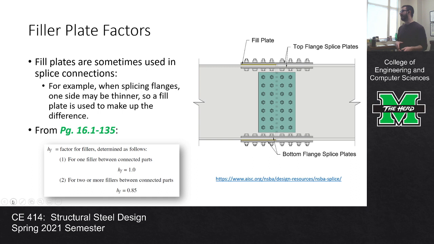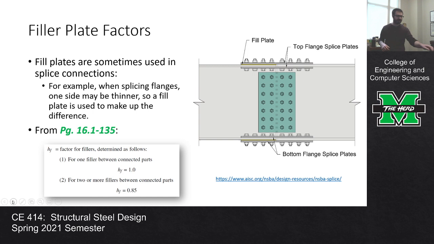So a filler plate gets used sometimes in spliced connections. So we've seen spliced connections before in this class, but up until now, we've been splicing two members that were the same size. So we'd had, you know, like a half-inch plate spliced to a half-inch plate. So we'd put a plate on top, plate on the bottom, and just bolt it. Well, what if you're splicing two sections that aren't the same size?